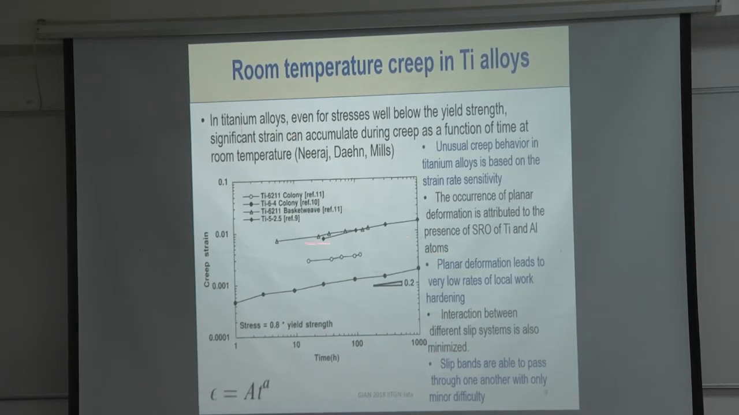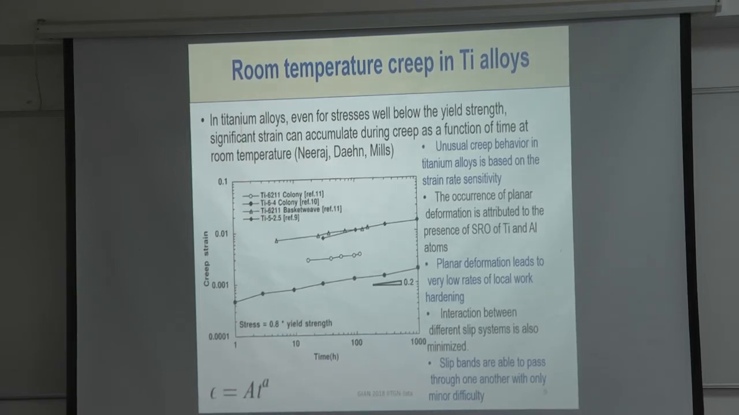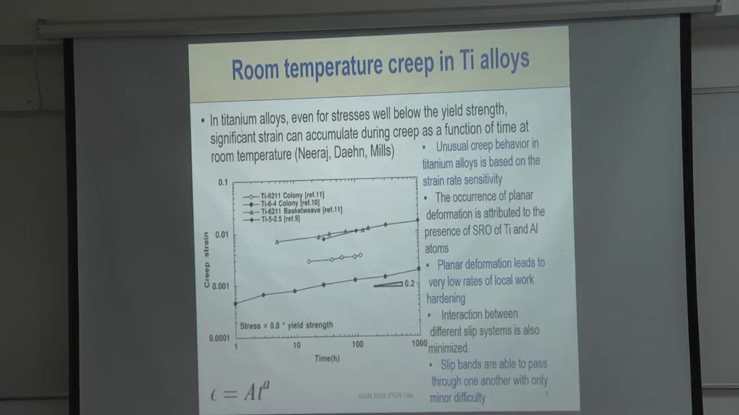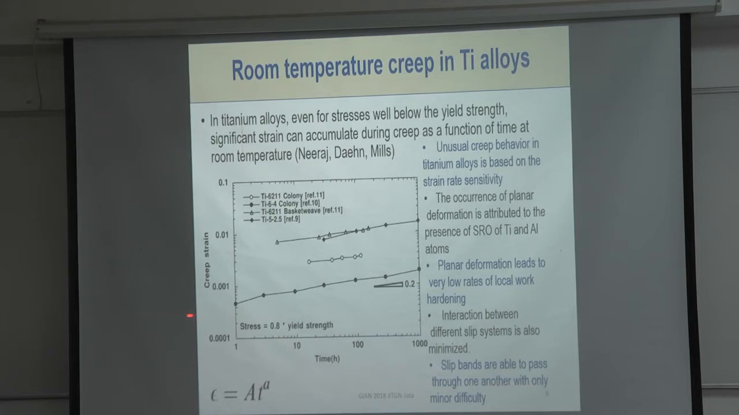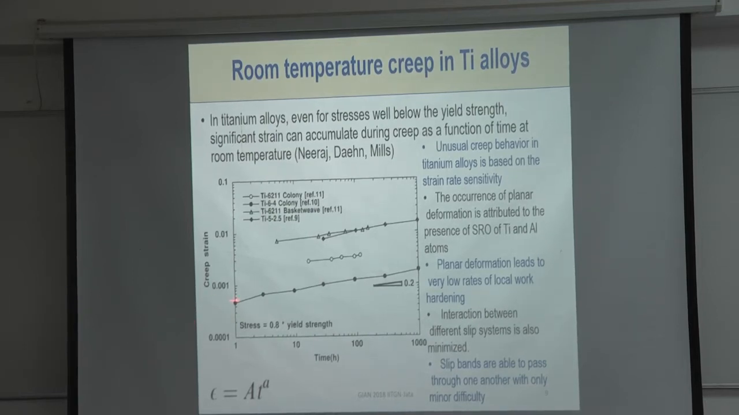Titanium 6211, colony. Okay. 6211 basket weave. So these are alpha-beta processed, these two alloys, I mean, this alloy and that alloy, colony and the basket weave, and then titanium 5, 2.5. Okay. Look at these strains. So this is what? 1, 2, 3. Okay, 4.2.